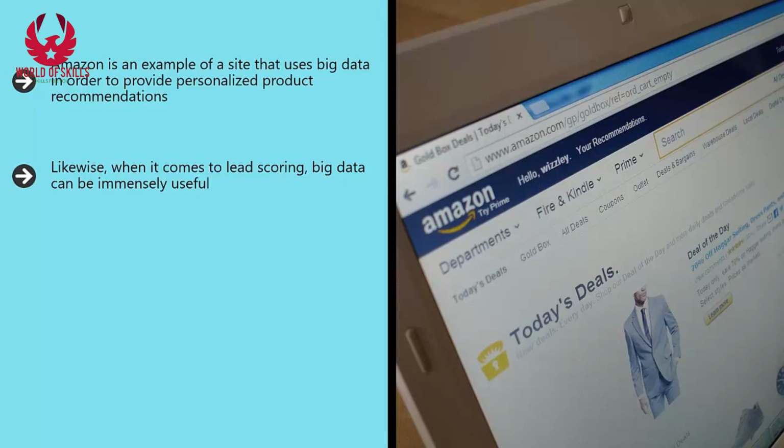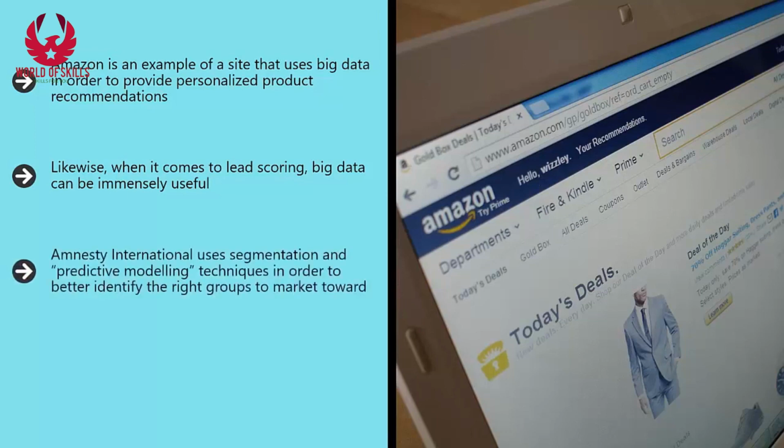sales material they're getting. Pardon International uses segmentation and predictive modeling techniques to better identify the right groups to market toward by collecting data and then looking at what that data reveals about the types of people who give. International knows who it should be targeting with its ads, how much they are likely to spend, and how to do it.